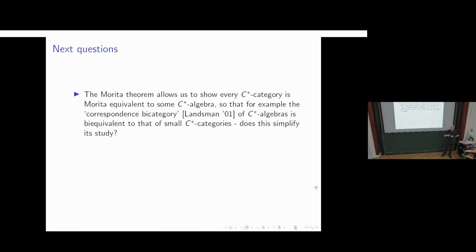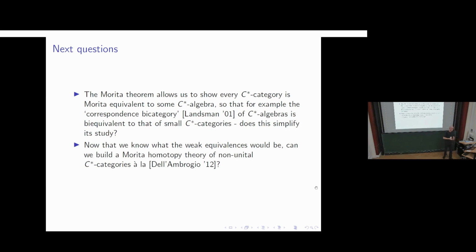And you can apply similar reasoning to other homotopical structures that people have put on C-star algebras recently. So now that you know that there's this Morita equivalence with a C-star category, does the study of any of these categories simplify if we allow the objects to be categories? Sometimes when you allow for more objects, that means that you can do more things. So that's possible.